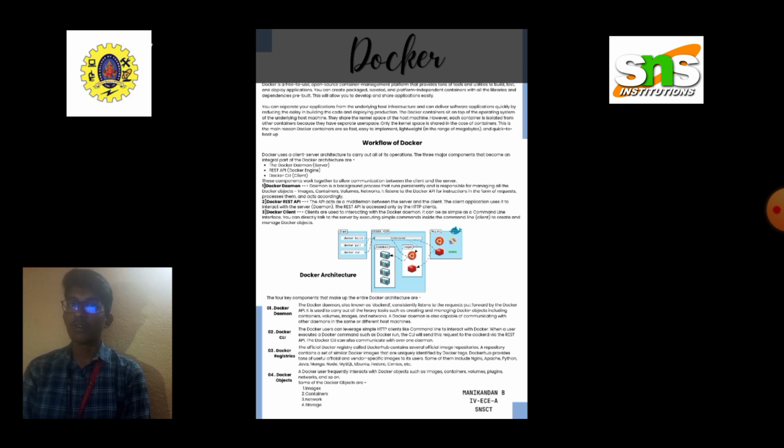There are three major components that are an integral part of the Docker architecture: first, the Docker daemon, second, the Docker engine REST API, and third, the Docker client. Let us see the first part, Docker daemon. It is also known as the server, and the Docker daemon is a background process that runs persistently, and it is responsible for managing all the Docker objects like images, containers, volumes, and networks.